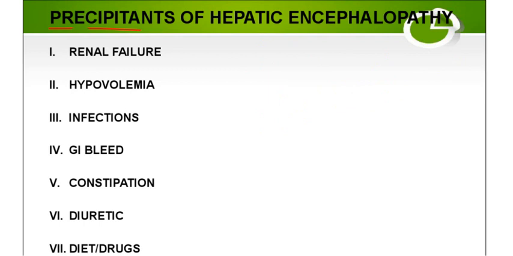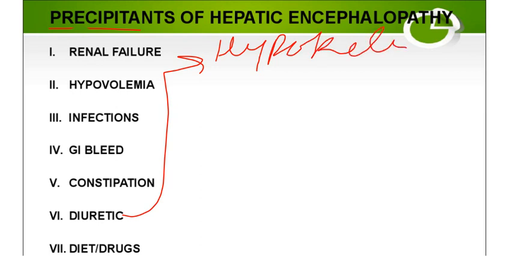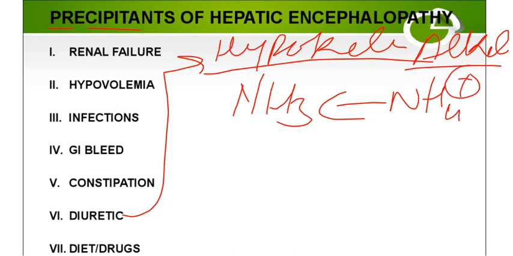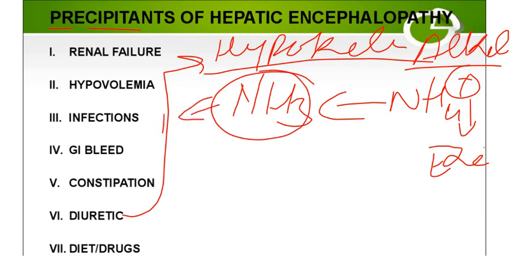Next, diuretics. Those diuretics which are causing hypokalemic alkalosis actually result in the increased formation of NH3 from NH4 positive. Since NH4 positive is easily excreted from the body, it is not absorbed. NH3 cannot be excreted, it crosses the blood-brain barrier. So with hypokalemic alkalosis, NH4 is converted to NH3, so it leads to the increased formation of ammonia that can lead to the precipitation of these symptoms.